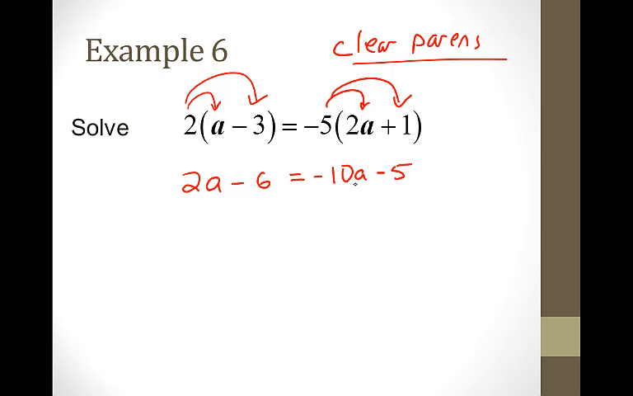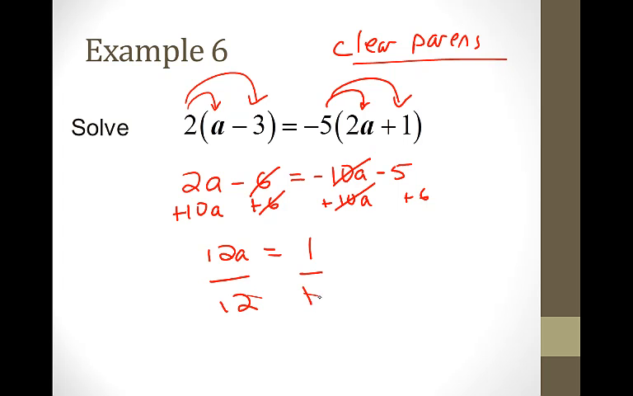Again, I get the a's to the left, so I'm going to add 10a to both sides. And I'm going to have to move that minus 6 over, or I can do it in the same step. So 2a plus 10a is 12a equals 6 minus 5 is 1. All right, one more step. And divide both sides by 12. And I get a equals 1/12.